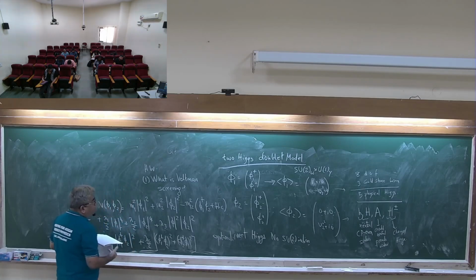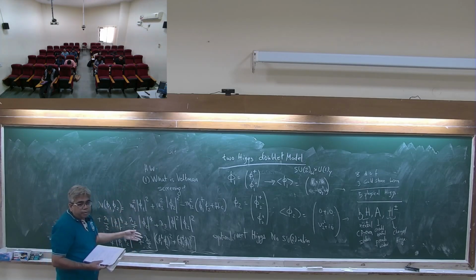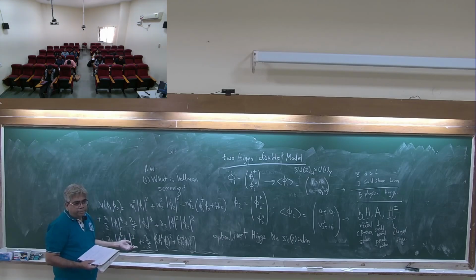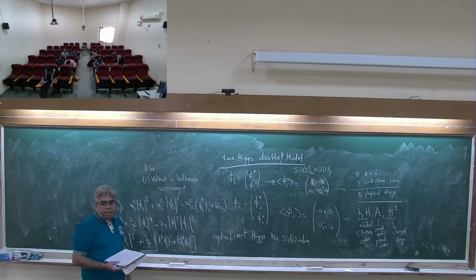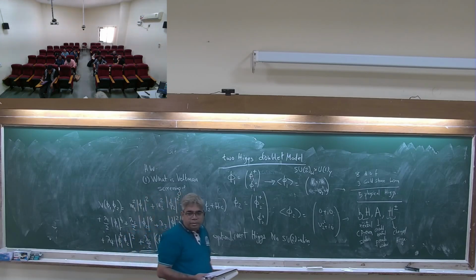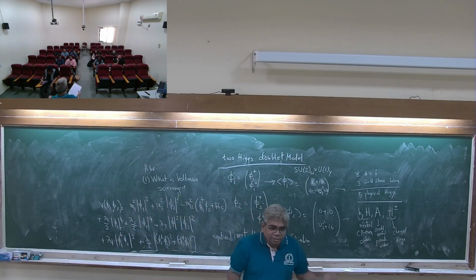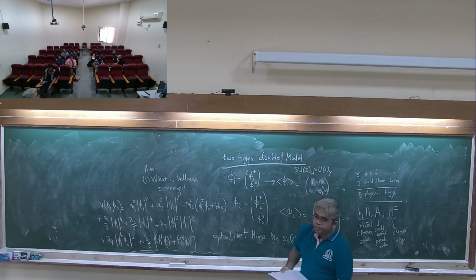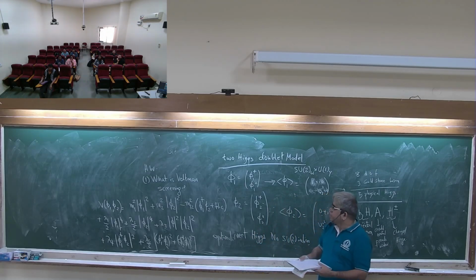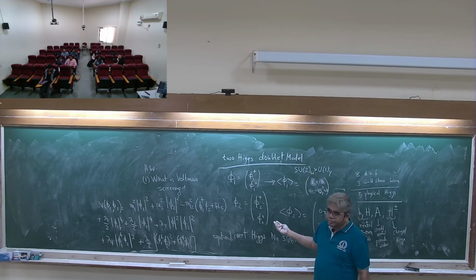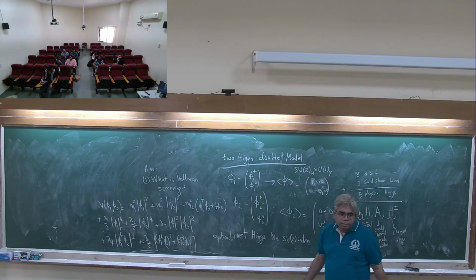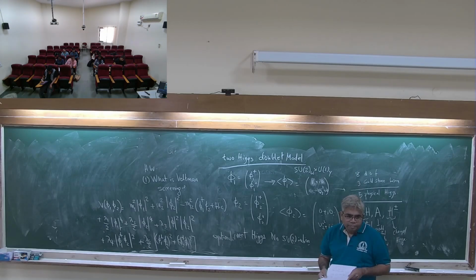Now, how does one get this potential? Is it God given or something? No. Because you know the gauge symmetry, you write down all possible terms which are invariant under the symmetry.